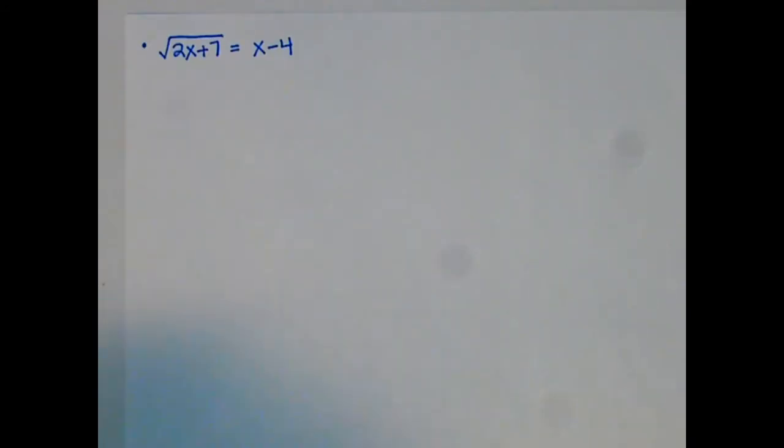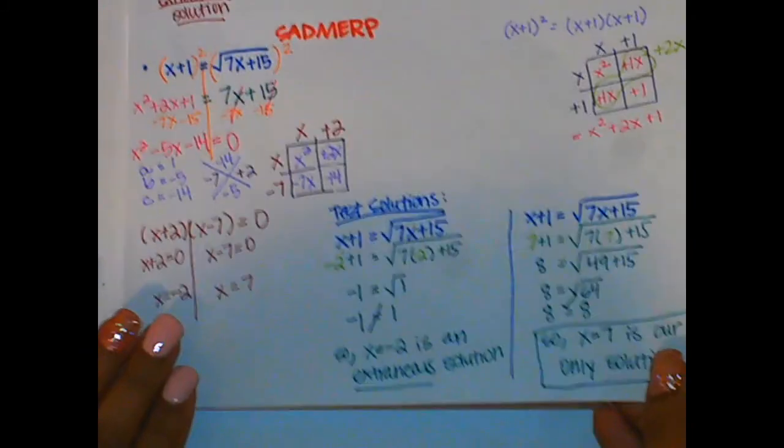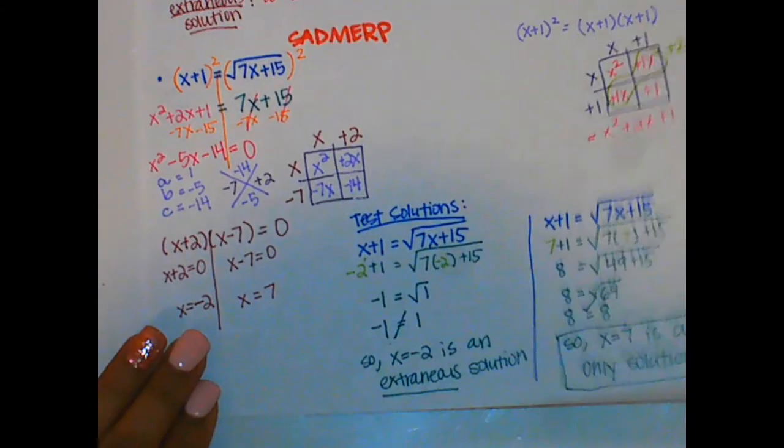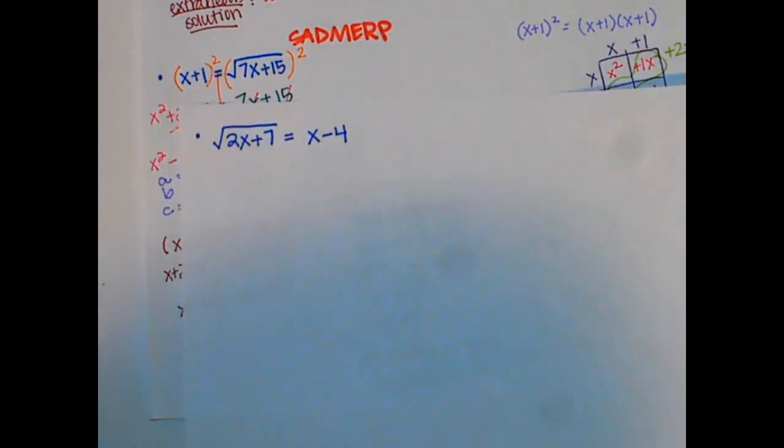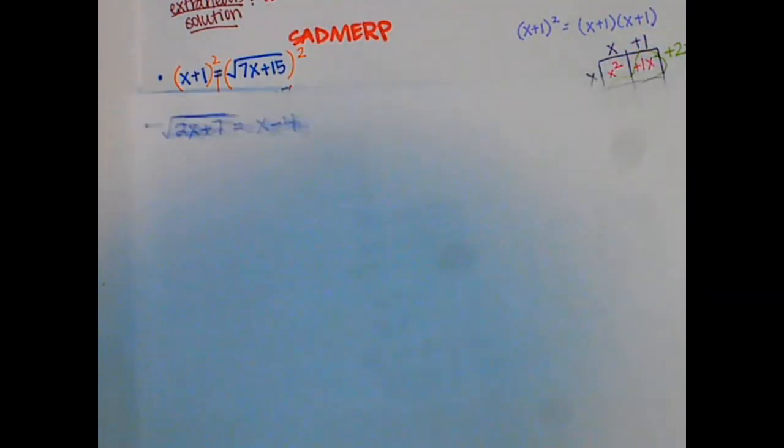All right, so let's look at this one. You can see that it's pretty similar to the last one that we just did. So we should be able to do it just the same way. I want to start off by getting rid of that radical. And I do that by squaring both sides.